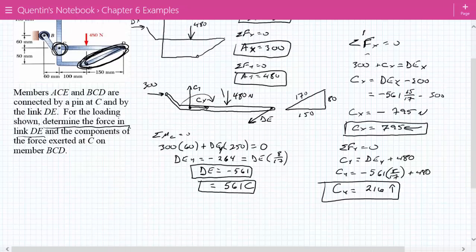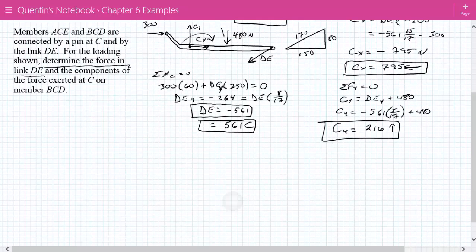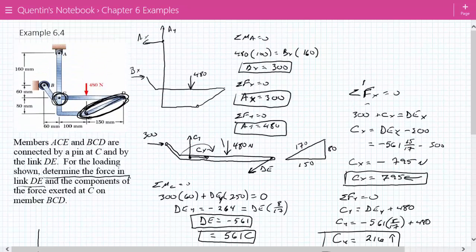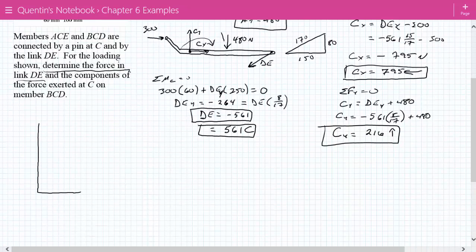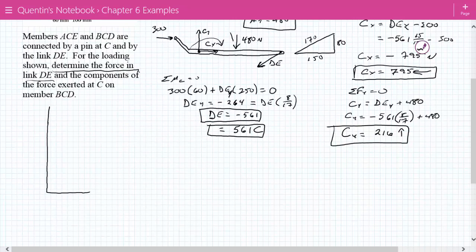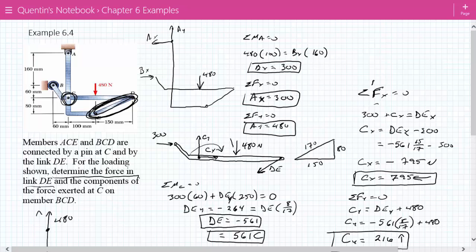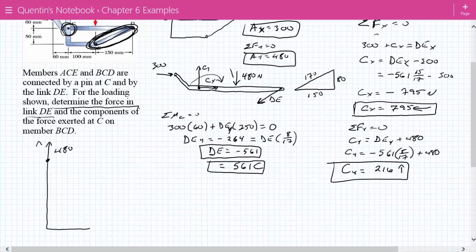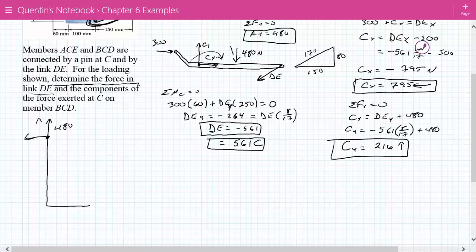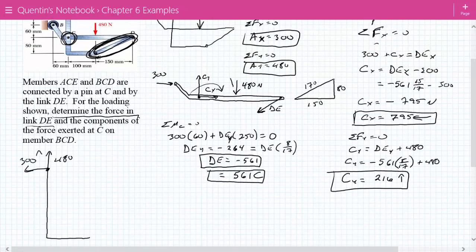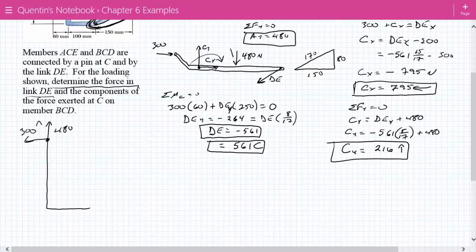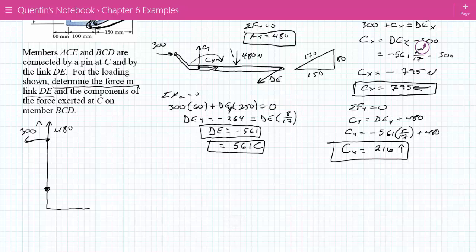So let's just do a little sanity check. Let's take this first member, which is just like this, right? It's A to E. And what do we have here? We have a force here of 480, right? That's Ay. We drew our Ax in this direction, so Ax is off this direction at 300. And then right here at point C, we just figured out the values.